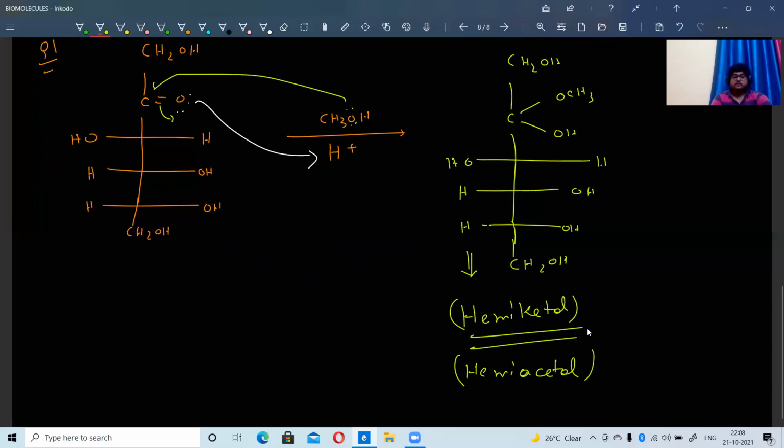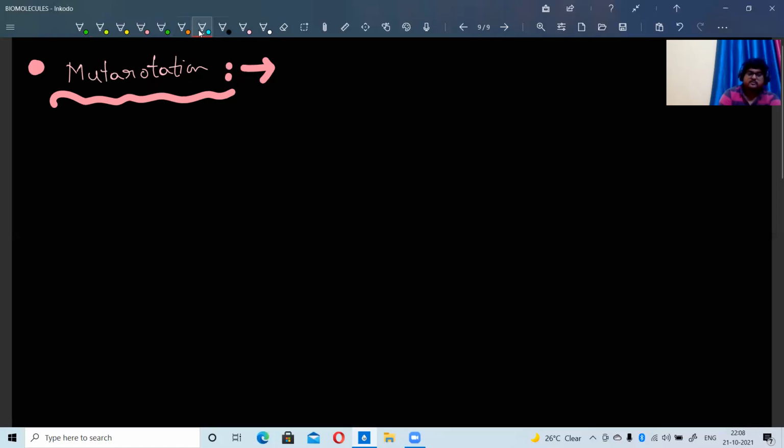Next, we are moving to the mutarotation. What do you mean by mutarotation? Why does mutarotation take place? So just write down the next part, which is mutarotation. Now, why does mutarotation take place? Suppose this one is alpha-D-glucose. Alpha-D-glucose is present.